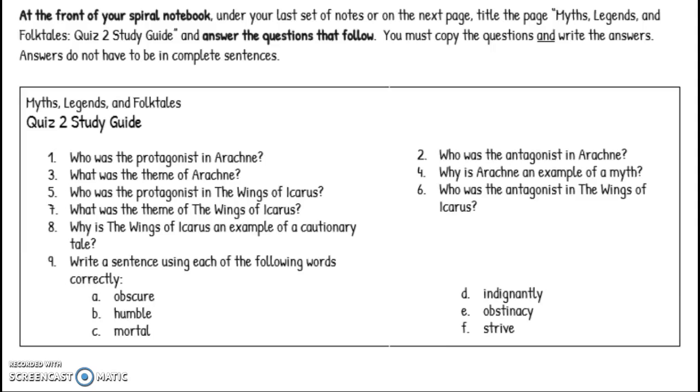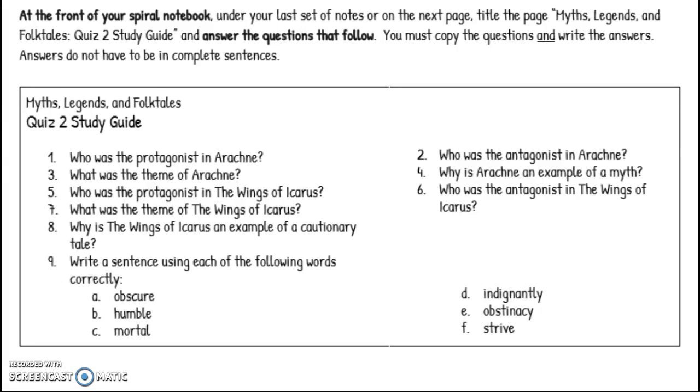The first question is, who is the protagonist in Arachne? The second question is, who is the antagonist in Arachne? The third question is, what was the theme of Arachne? 4. Why is Arachne an example of a myth? 5. Who is the protagonist in The Wings of Icarus? 6. Who is the antagonist in The Wings of Icarus? 8. Why is The Wings of Icarus an example of a cautionary tale?